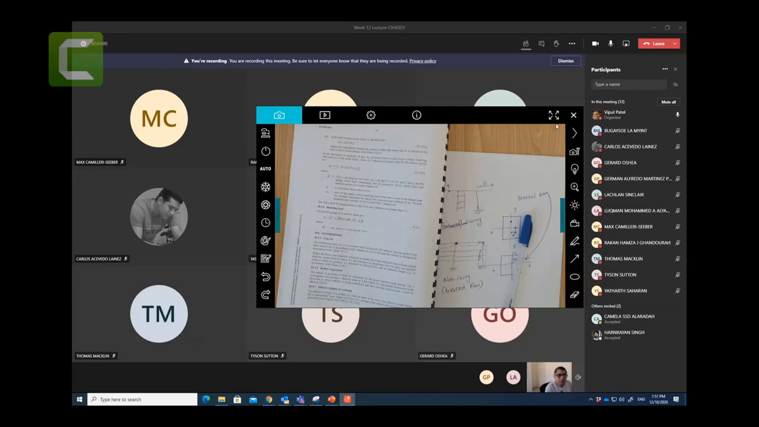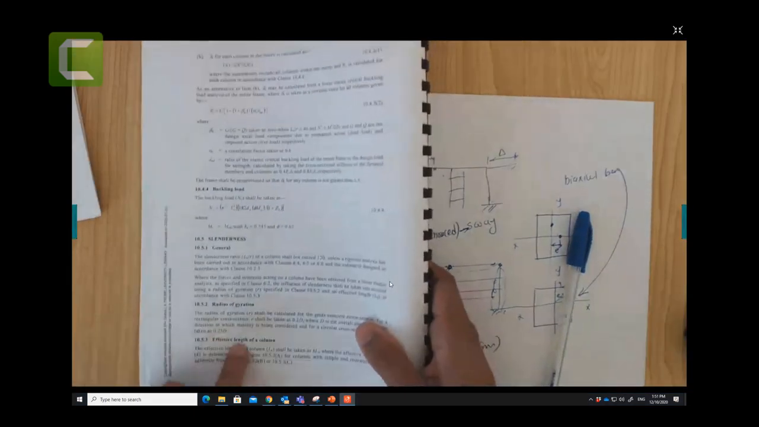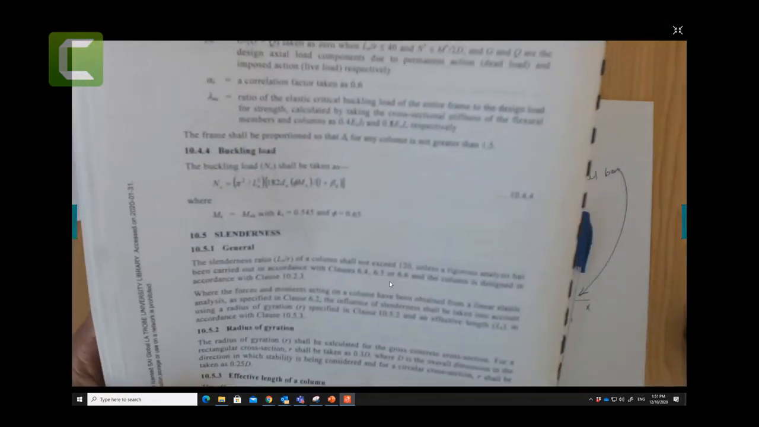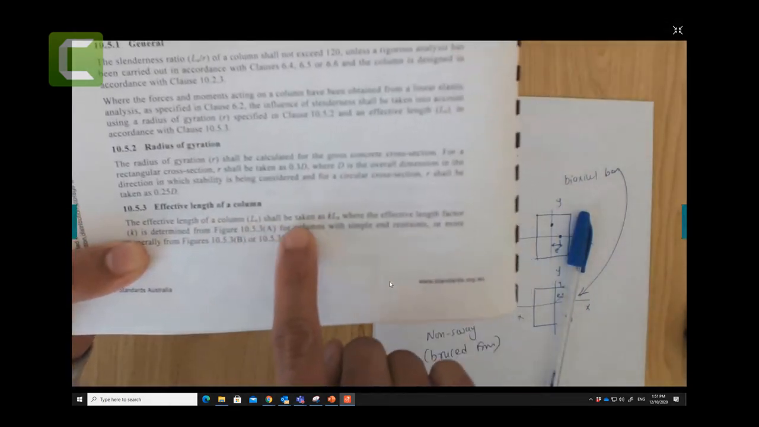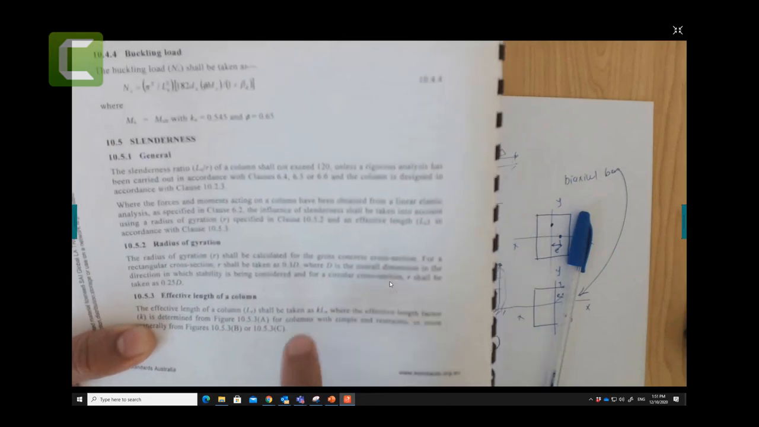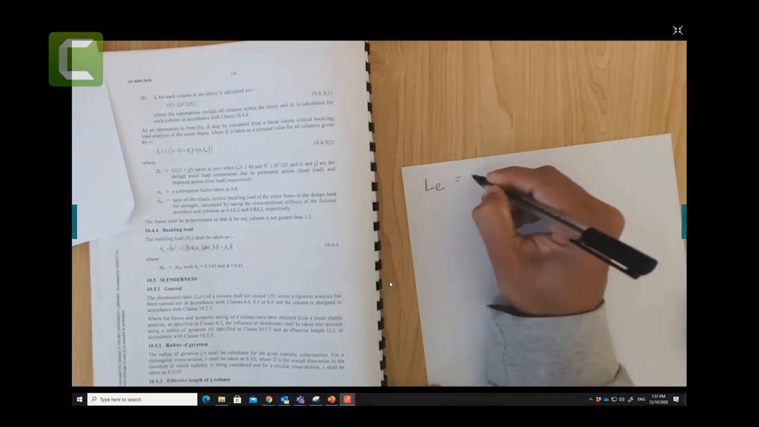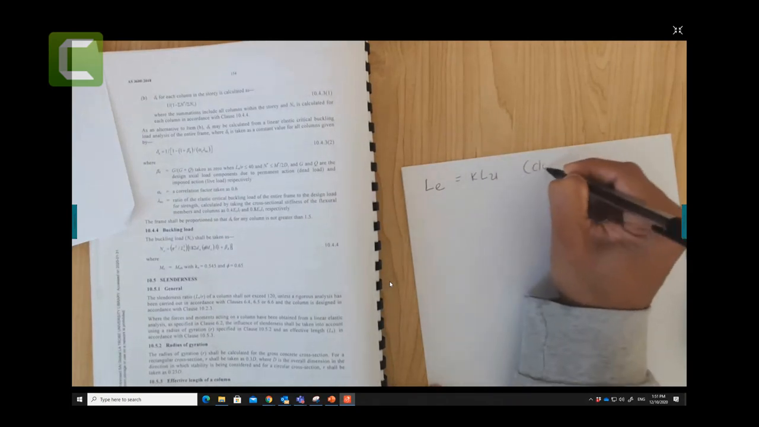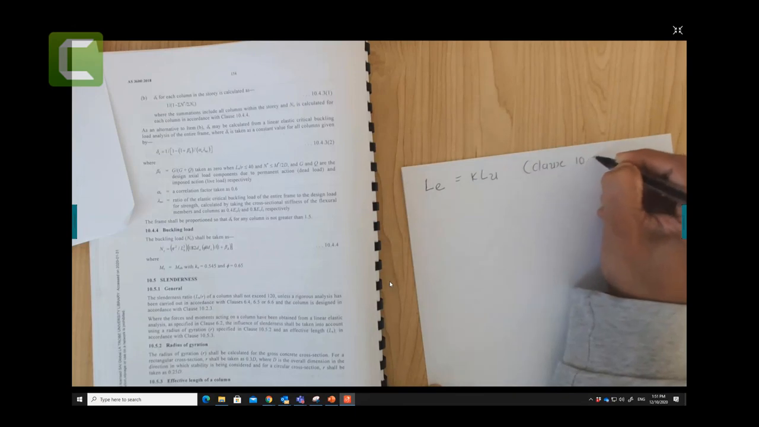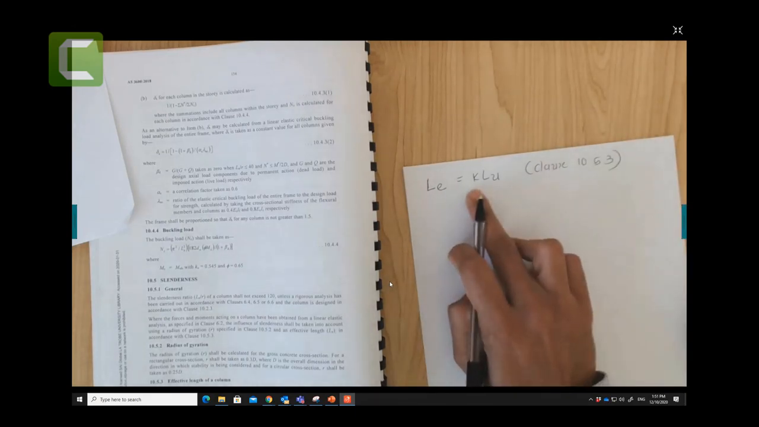Effective length of the columns. I can magnify this one for you. Effective length of the column, clause 10.5.3. It says that the effective length of the column LU shall be taken as KLU. So effective length is denoted by LE, equal to K times LU, and that is given in clause 10.5.3. So it's something to do with K and something to do with LU.